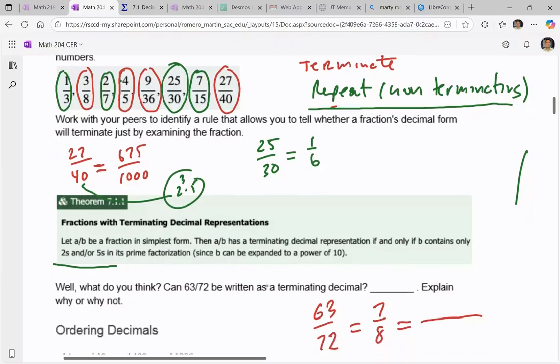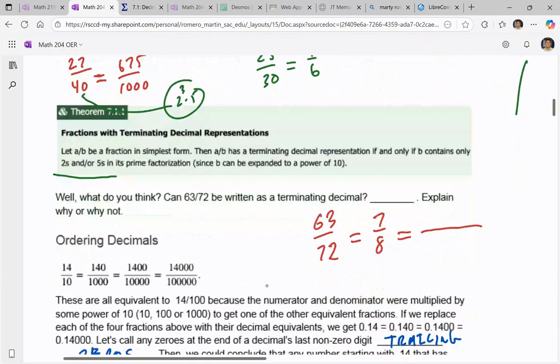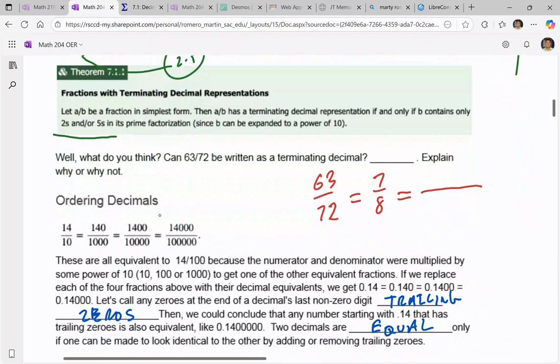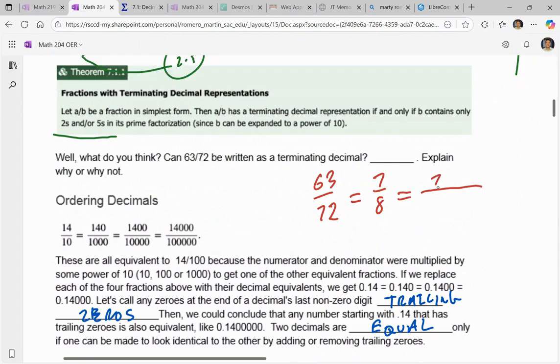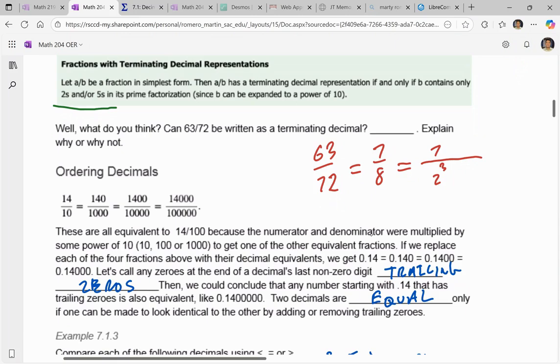All right, let's continue our conversation. We were talking about terminating decimals, like in this case. Before we get to ordering decimals, how do we know if 63 over 72 can be a terminating decimal? When we simplify that, you get 7 over 8, which in this case is 7 over 2 cubed. Since there are only 2s in the denominator as prime factors, it will terminate.